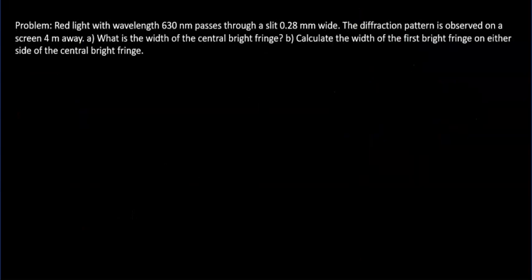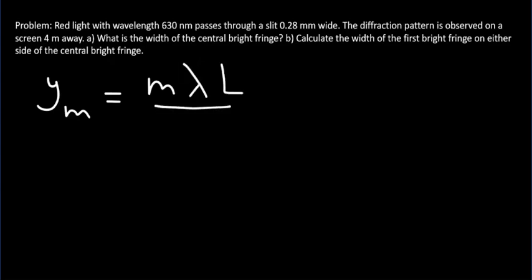Let's look at the following problem to see how to do just that. Red light with wavelength 630 nanometer passes through a slit 0.28 millimeter wide. The diffraction pattern is observed on a screen 4 meters away. What is the width of the central bright fringe? Remember the equation that we wrote down a few minutes ago? Ym, the lateral distance of dark spot, is given by m lambda L over A.